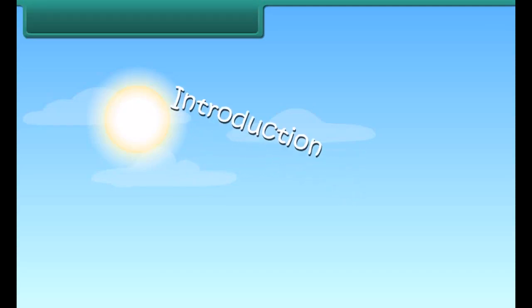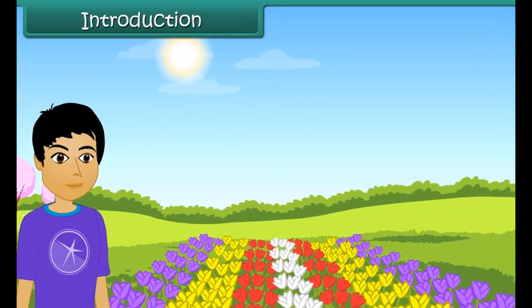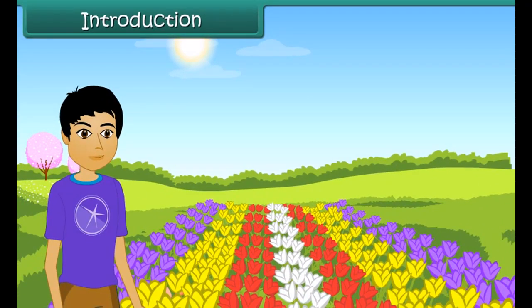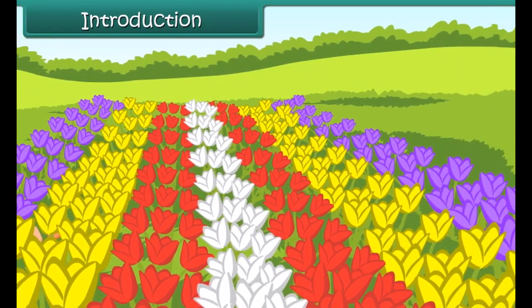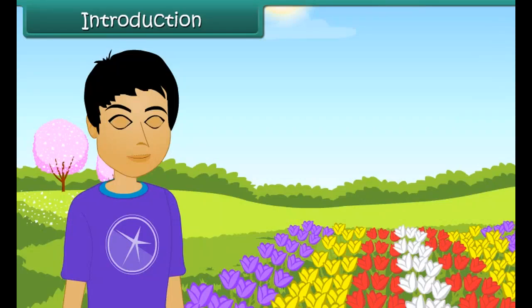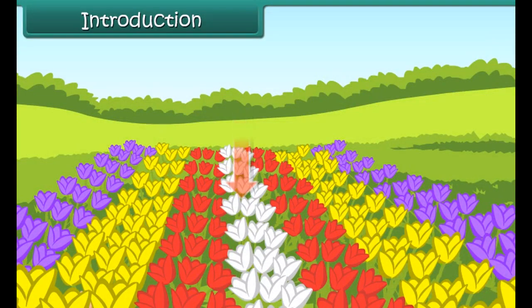Introduction. Today is a holiday. Vishesh comes to Mughal garden where he sees row after row of bright-colored tulips in full bloom. He finds the colorful view pleasing to the eyes. Vishesh is also quick to notice a pattern in the tulips. The white tulips are at the center. On either side, there are red tulips. Beyond the red tulips are the yellow ones, followed by the purple tulips.